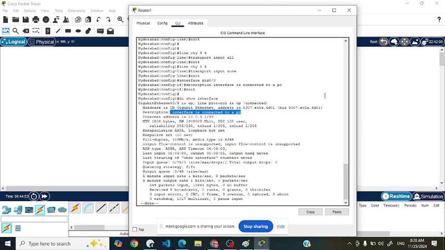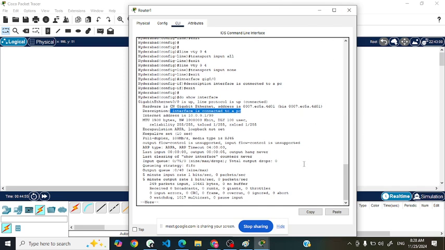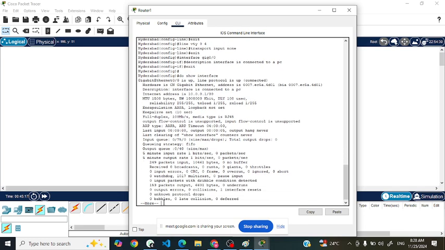This is slightly different from the banner, right? Banner is very different. When you come from the enable mode to privilege mode, a banner will come. But the description will be separate for each and every interface. Let me give the description for the next interface.